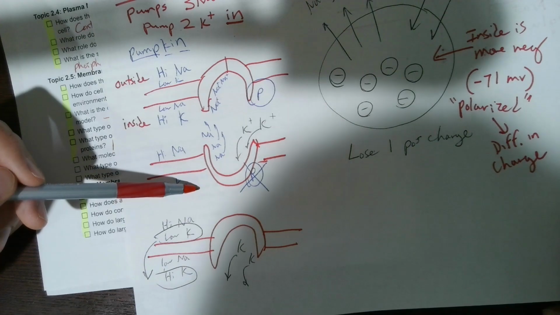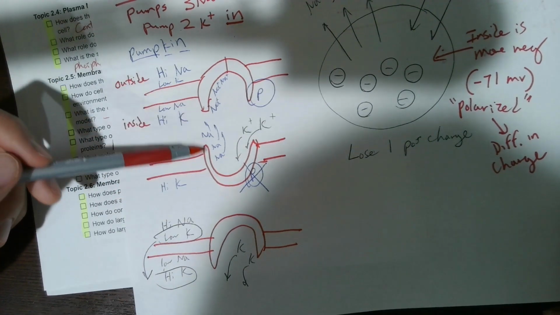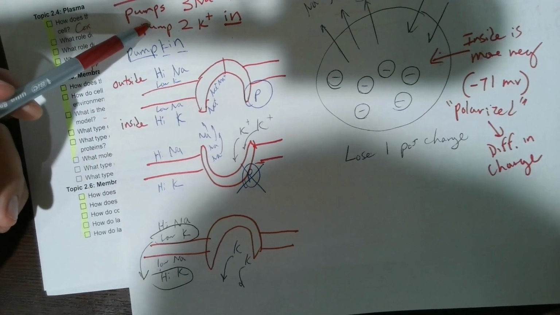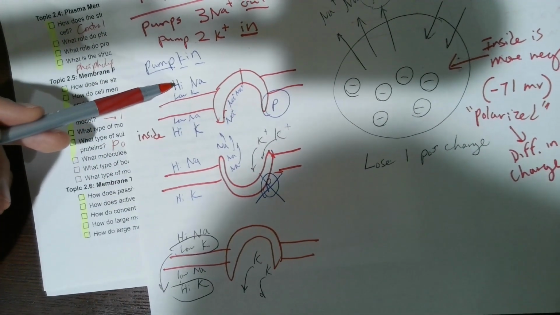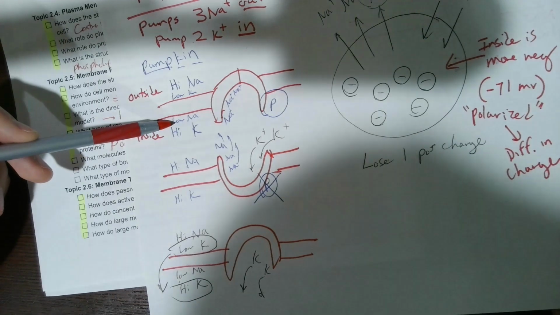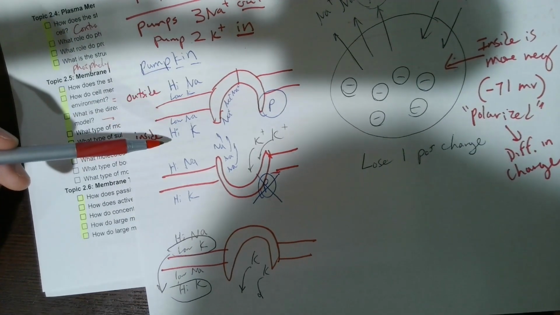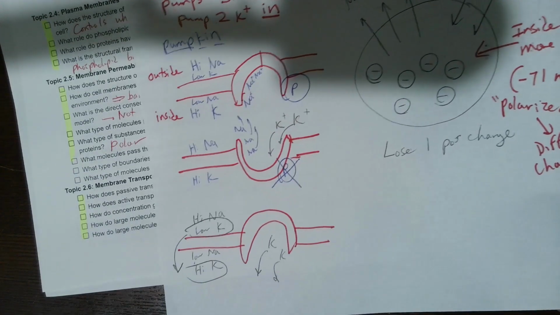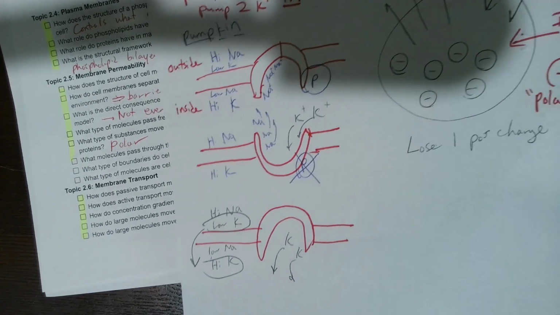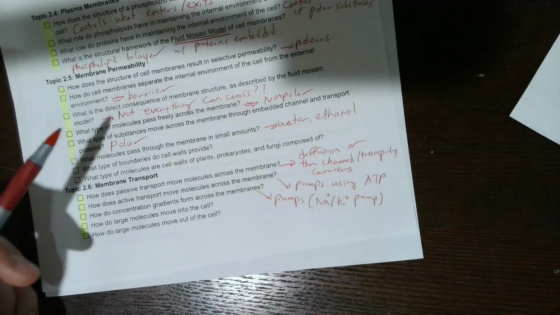What happens is that ends up separating the charges. So you're pushing more of one ion out than bringing it in. So it makes it so that there's more sodium on the outside and less on the inside, and there's more potassium on the inside. It's not as important in this class, but when you take anatomy physiology, this is super important.